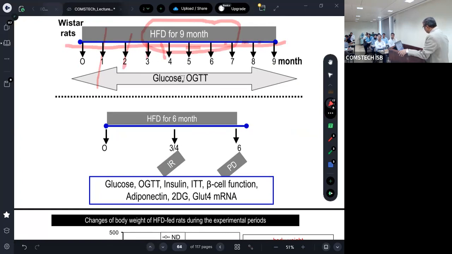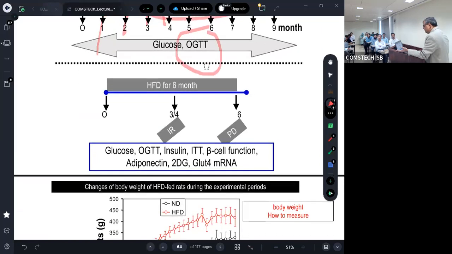We checked every week, sometimes after 15 days, and we observed what would happen. We did the OGTT, the oral glucose tolerance test, at 1 month, 2 months, 3 months, up to 9 months. And let's see our findings.